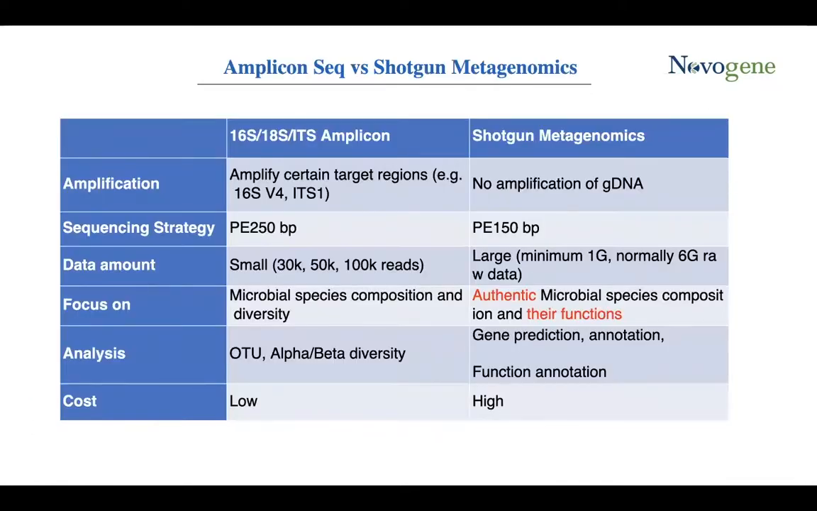During communication with our customers, we have found that some of them may be confused about whether to choose amplicon sequencing or shotgun metagenomics to study the composition or function of microbiota. Here we have a slide showing some differences between them.